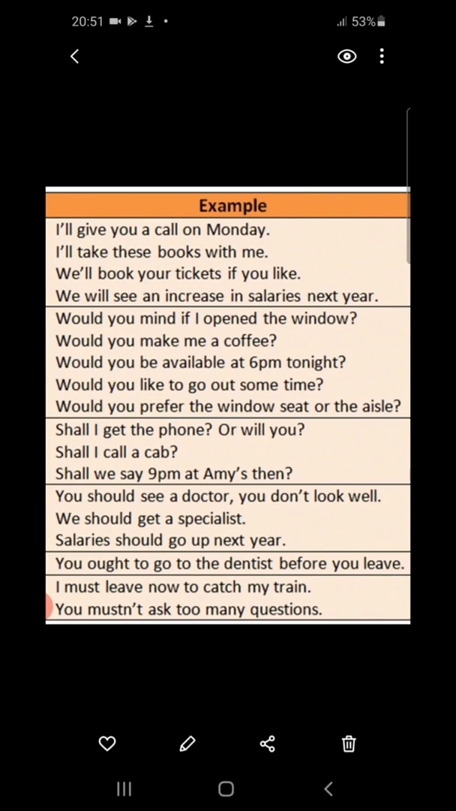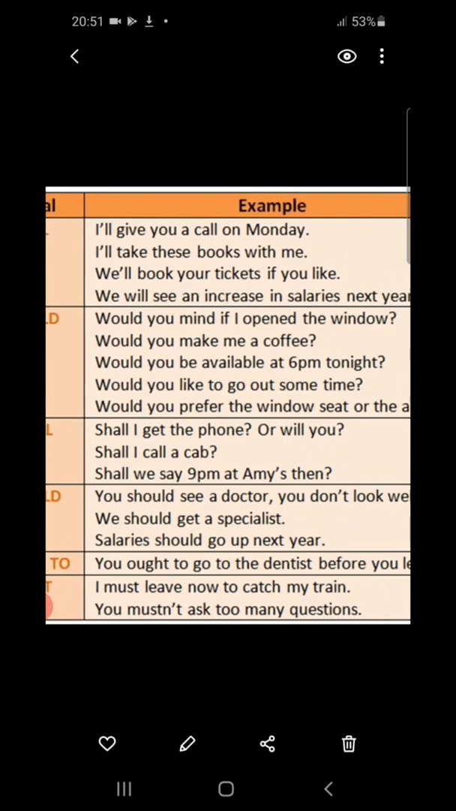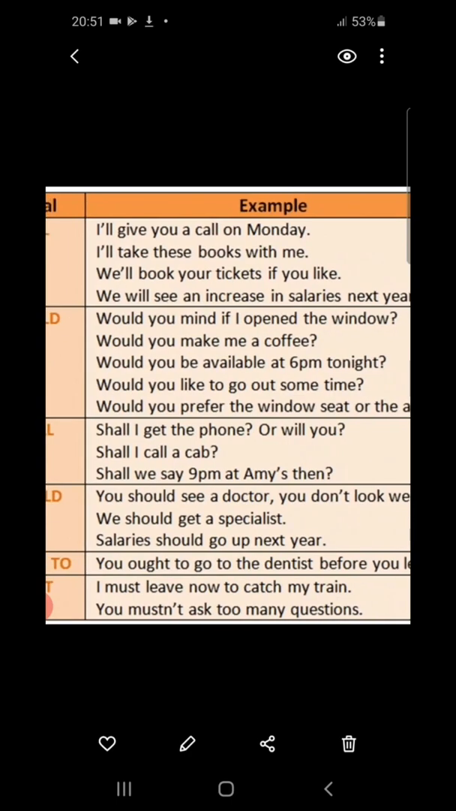Next one. Shall we say 9 p.m. at Emmy's then? It's a suggestion. So, shall we say 9 p.m. at Emmy's then means shall we meet or shall we say that we are going to meet at 9 p.m. Where? Emmy's means a restaurant, suppose, or a coffee house.